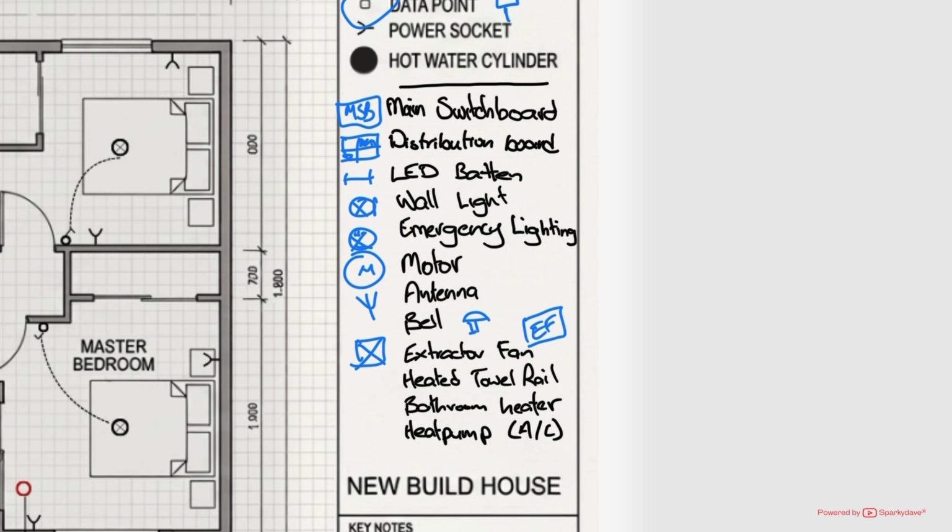Heated towel rail is just HTR inside the box. A lot of the time these aren't included on wiring plans, and there's something that is a variation that you need to talk to the customer about, but a lot of customers want heated towel rails in their houses. Bathroom heater, a lot of the time is FH for fan heater, and again it's in a square box. Heat pump, that can just be AC in a square box like that as well. Sometimes switchboards, for the main switchboard here, it can also be in a box with a line through it on the wall, and they may have a main switchboard label next to it, they may not.